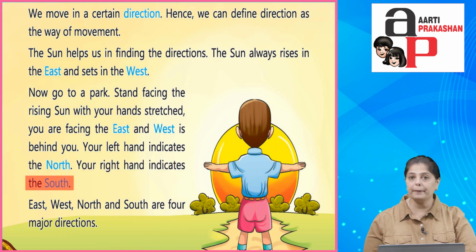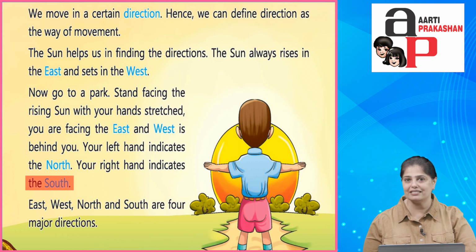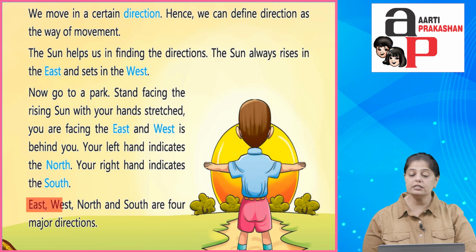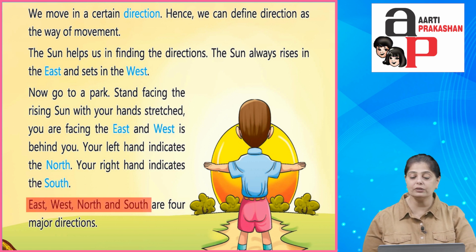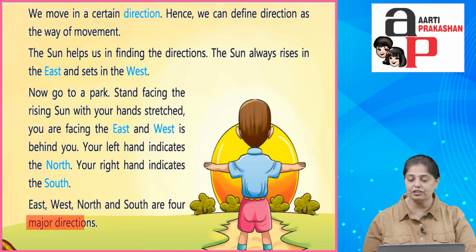आप पार्क में जाओ और sun की तरफ खड़े रह जाओ. Looking at the sun. So when you are looking at the sun, that means it's the east direction. आपके right hand का direction कौन सा होता है? Your right hand is the south and your left hand is the north. और आपके पीछे क्या है? West. Now this is very easy to remember. East, west, north and south are 4 major directions.